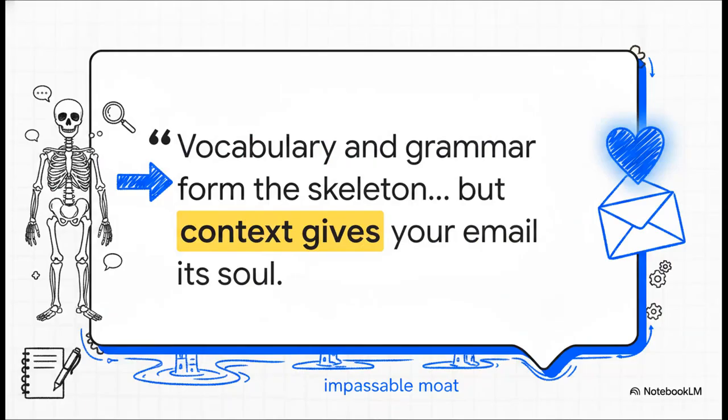And finally, Section 5, the soul of your email. Let's bring this all together to understand what separates a passing grade from a perfect score. As our source so brilliantly puts it, vocabulary and grammar form the skeleton of your language, but context gives your email its soul. Contextual accuracy is the impassable moat for scoring a 9, a 10, or higher.